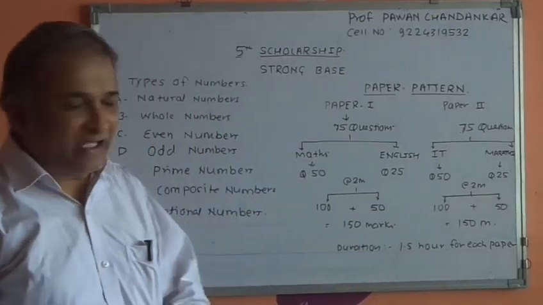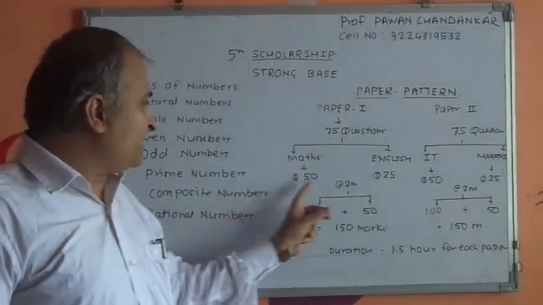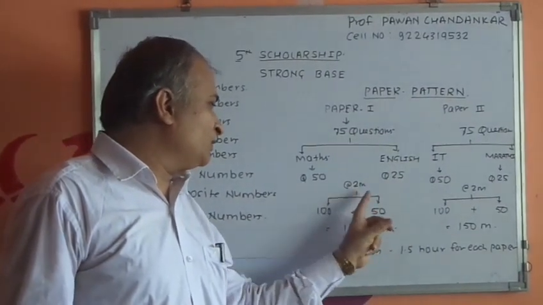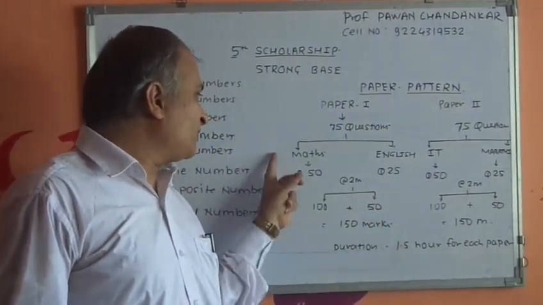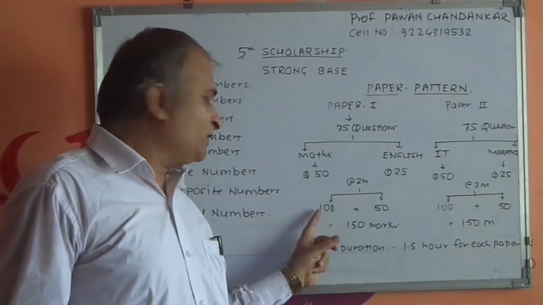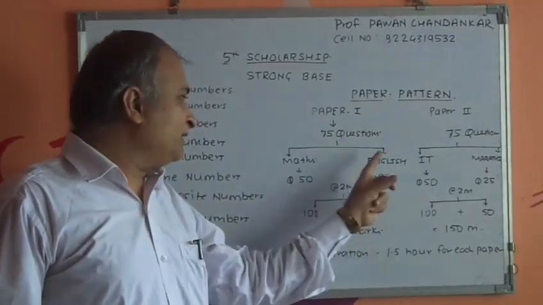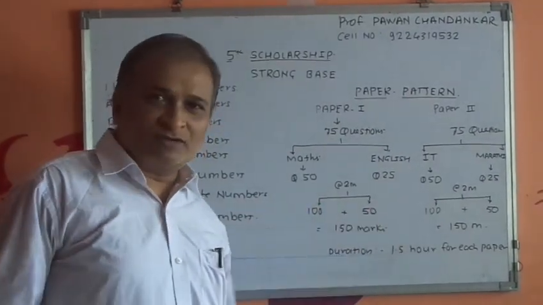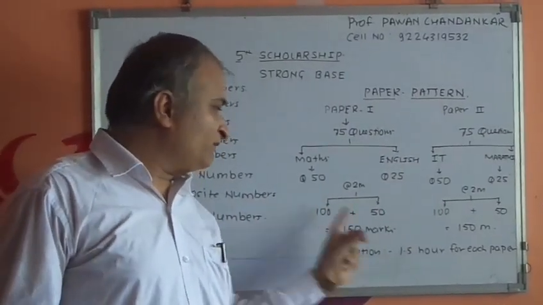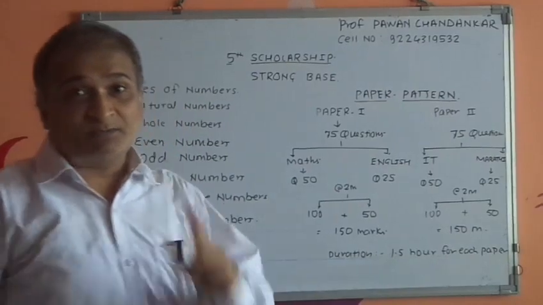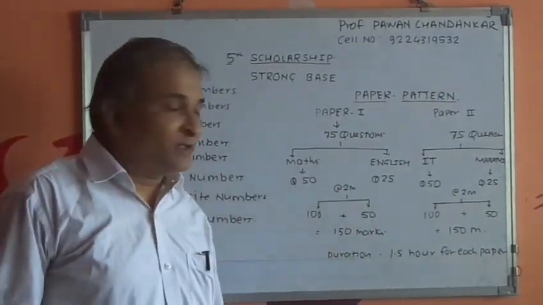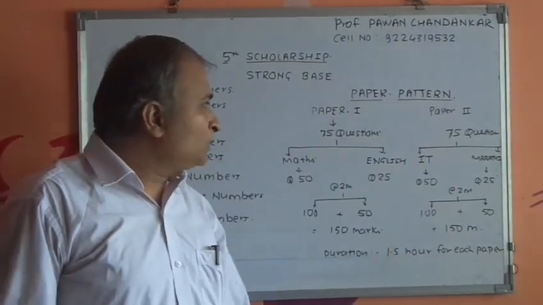So if you do the calculation, 50 multiplied by 2 gives you 100 and 25 multiplied by 2 gives you 50. So the straightforward maths paper will be of 100 marks, and the English paper will be of 50 marks. If you club these numbers, the total will be 150 marks. It means paper 1 will be of 150 marks. Look at paper number 2.